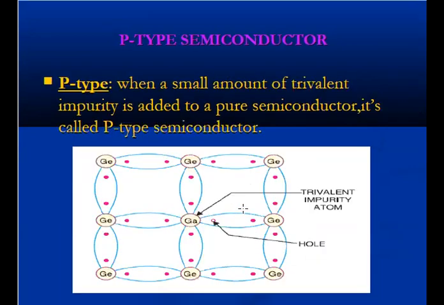Next, coming to the P-type semiconductor, when you add or dope trivalent impurities like boron or gallium to an intrinsic semiconductor, it results in a P-type extrinsic semiconductor. That means when a small amount of trivalent impurity is added to a pure semiconductor, it is called a P-type semiconductor. This is the structure of the P-type semiconductor. These are the holes and these are the trivalent impurity atoms, that is gallium.